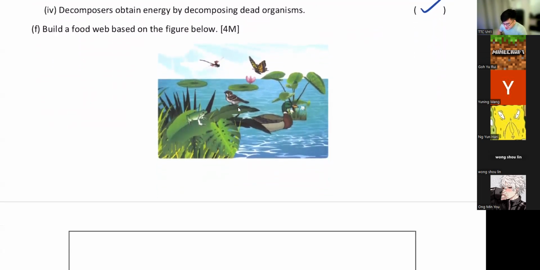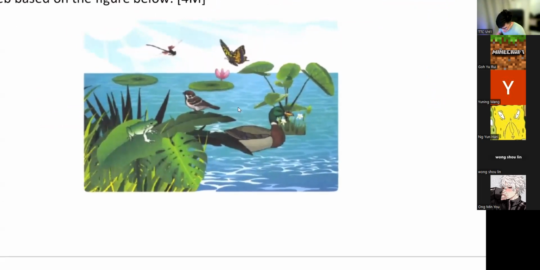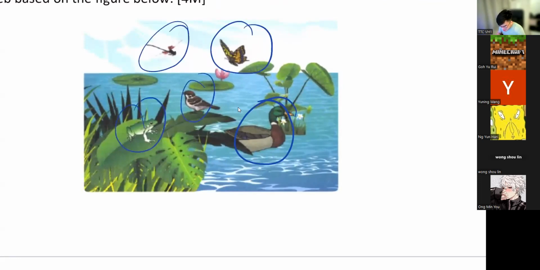Okay. Anyway, so F, let's build a food web here. Let's see what's here. So you have frogs here. Okay, this is a very funny diagram. You have ducks here. It's called mallard, by the way. And then you have your butterfly, you have your dragonfly, you have a bird here, you have frogs here.